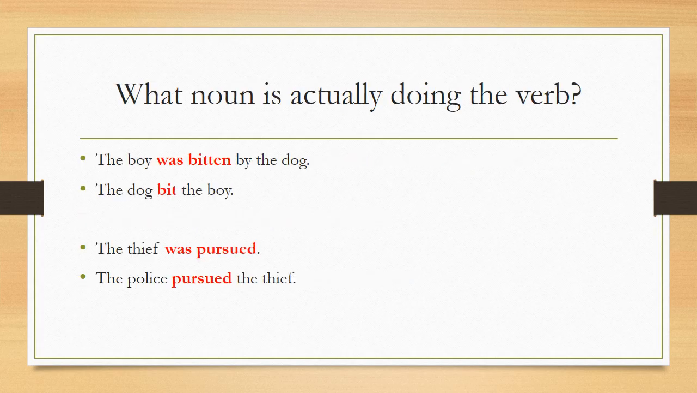If we ask ourselves what noun is actually doing the verb, then we are trying to change the subject of the sentence to be the noun performing the action. In our example, "The boy was bitten by the dog," it is easy to determine what noun is performing the verb because it is in the sentence. In this case, we can flip the sentence around to say, "The dog bit the boy," thereby changing the subject and making it active. Sometimes this can be trickier when the noun performing the action is not already in the sentence, such as in, "The thief was pursued." Then we have to supply a new noun to make the subject of the sentence, such as, "The police pursued the thief."